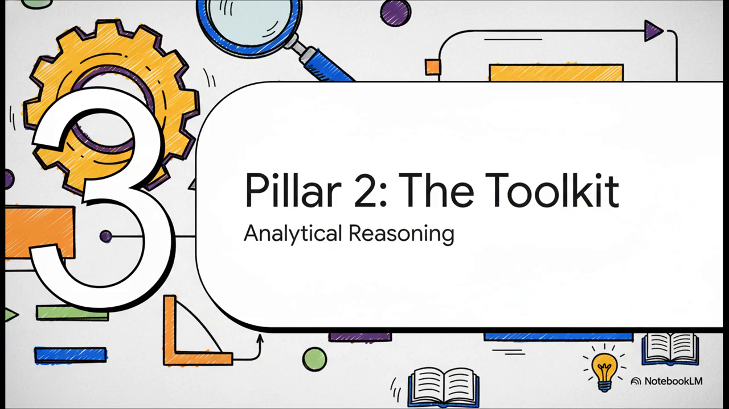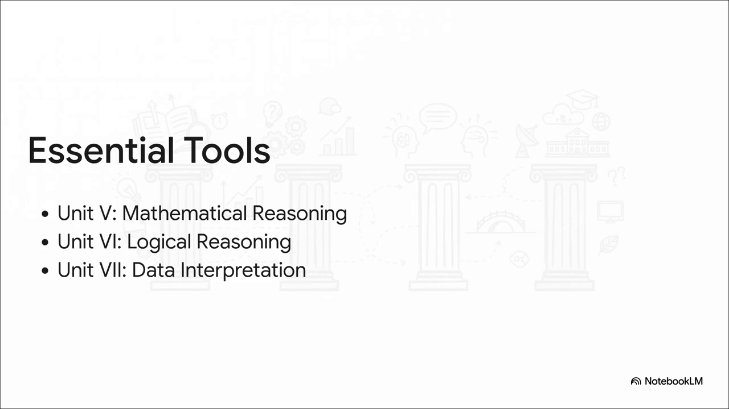So, if Pillar 1 is your mission, think of Pillar 2 as your toolkit. These are the analytical and reasoning skills you'll be using every single day to get that mission done right. So what's inside this toolkit? 3 really important units: mathematical reasoning, logical reasoning, and data interpretation. And these aren't just abstract tests. They're designed to measure your ability to think critically, build solid arguments, and make sense of all kinds of information.